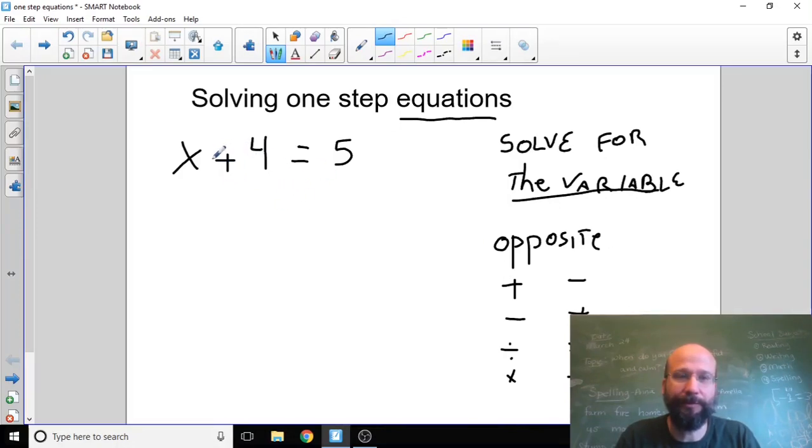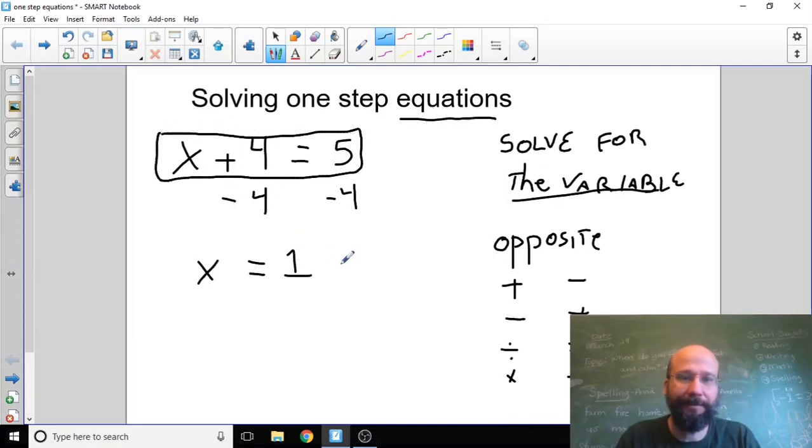But for this one, since we see a plus, we know that the opposite is minus, so we're going to move this 4 to the other side. We're going to subtract 4 from both sides. 4 minus 4 is 0, x comes down. This is 0, so we don't have to write a 0, and then 5 minus 4 is 1. So x equals 1.